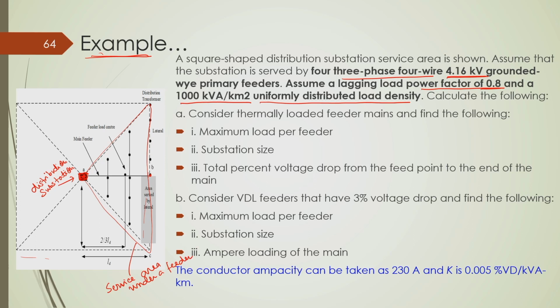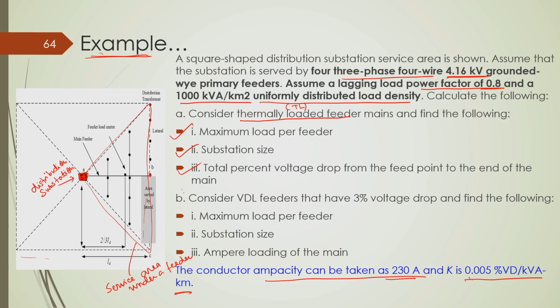Now, the ampacity limit is given as 230 ampere, and this capital K, the parameter K value, is given as 0.05% voltage drop per kVA-mile, or per kVA-kilometer. We are supposed to determine the maximum load for the feeder, assuming that this feeder is thermally loaded, that is, the feeder is of TL. Also the substation size and percentage voltage drop.